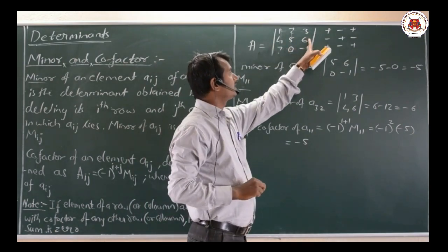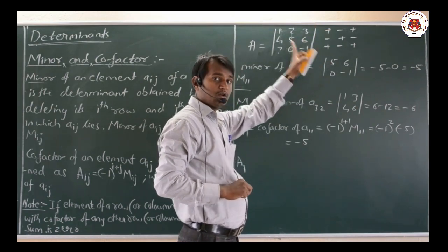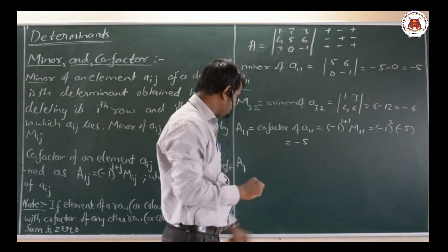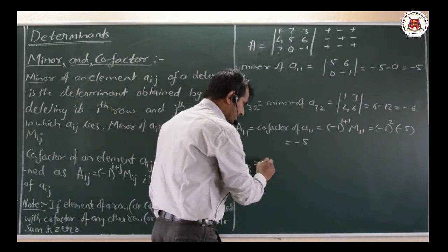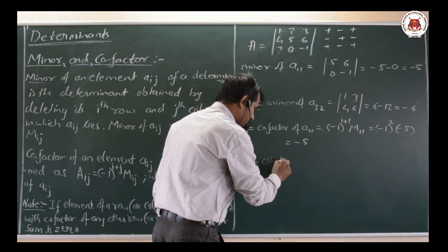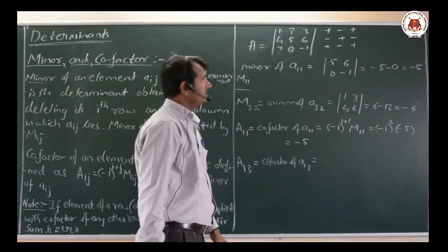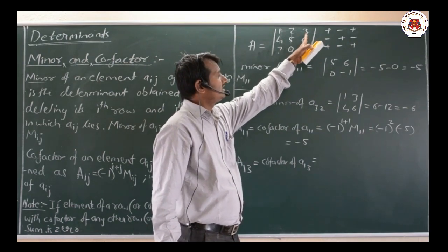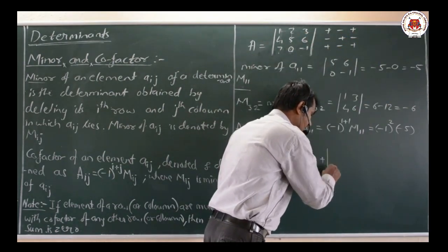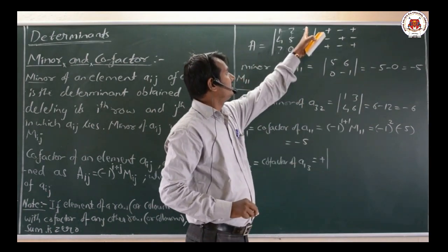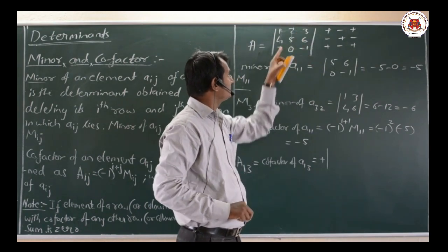First, second, third column. That means this value 3 is in the first row and the third column. What we get? A13. Now the cofactor of A13 is equal to, see here, this 3 has a positive sign, into, next what we can do? We can just leave this row and this particular column, deleting this row and column, what values we get?